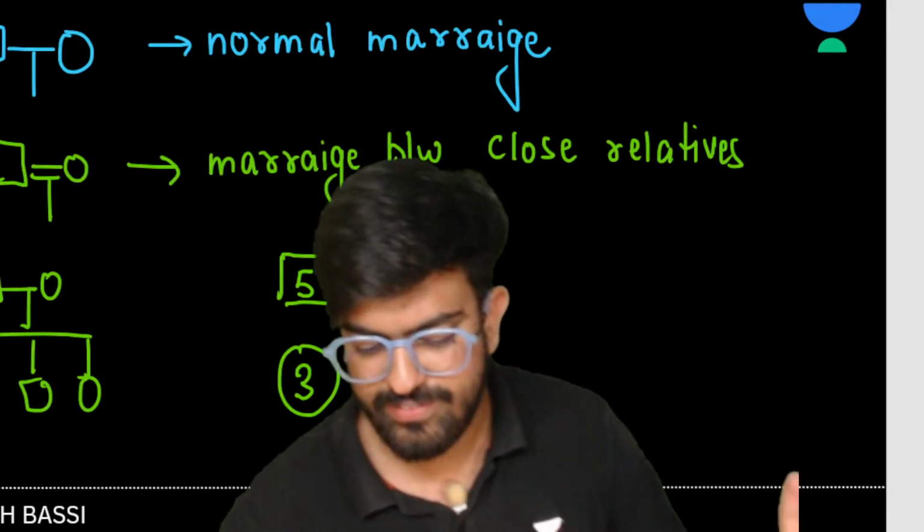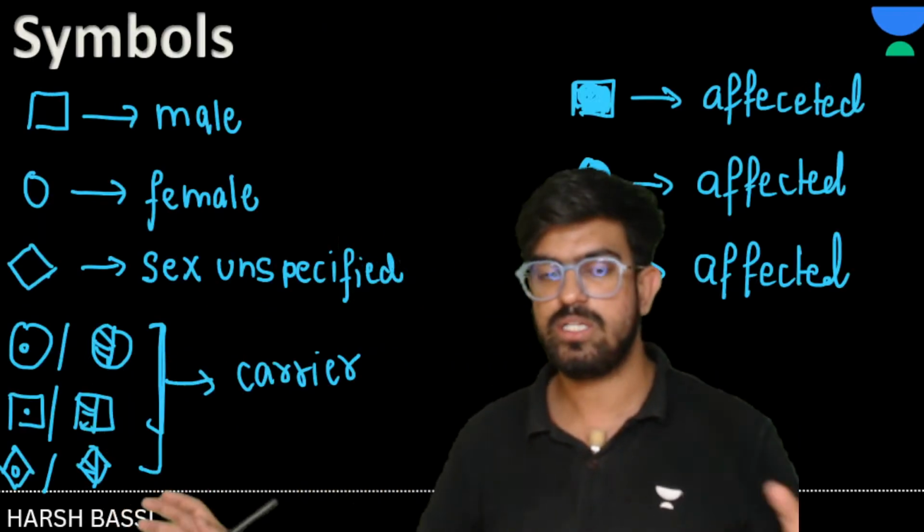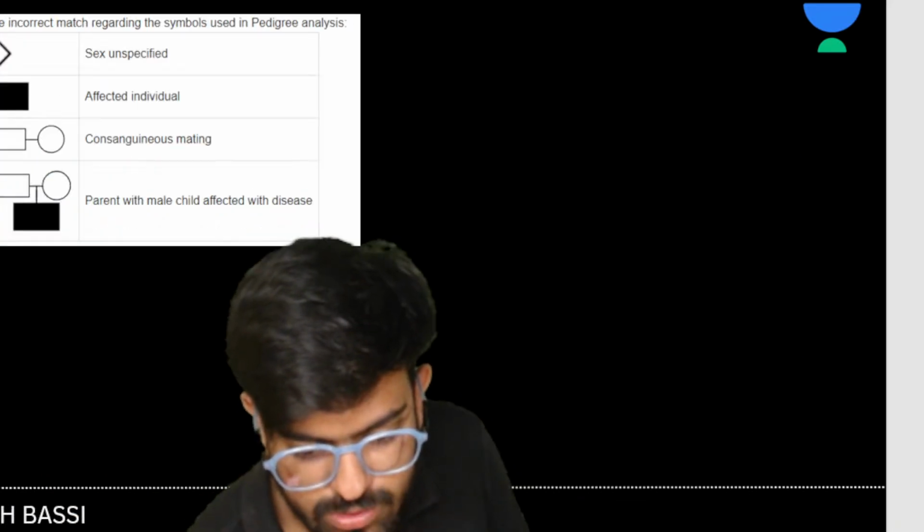Now what have we seen? Chalo. Symbols, I think we have done. There are no more symbols which we have to deal with. So these are the only symbols. Now let's solve this question. Yes, solve this question.